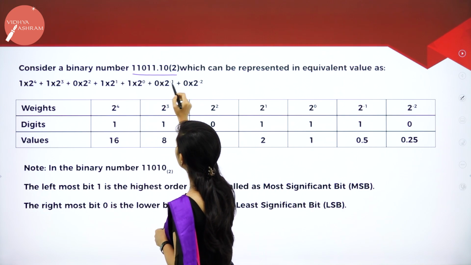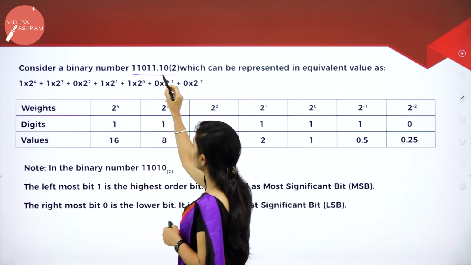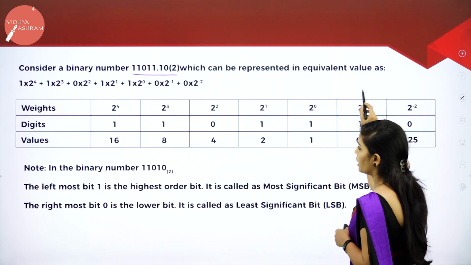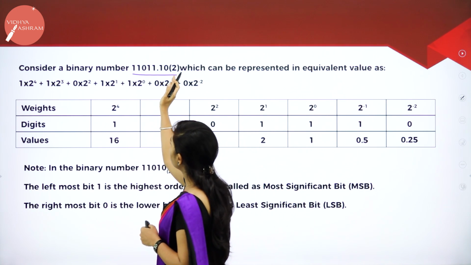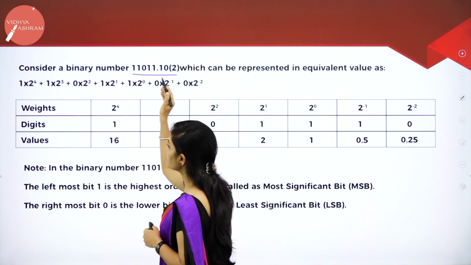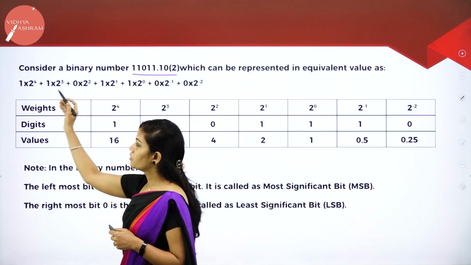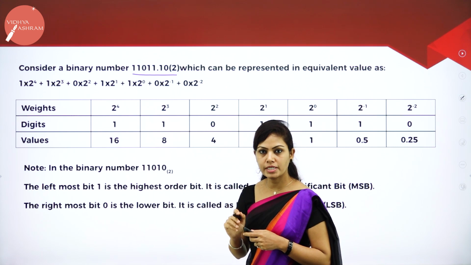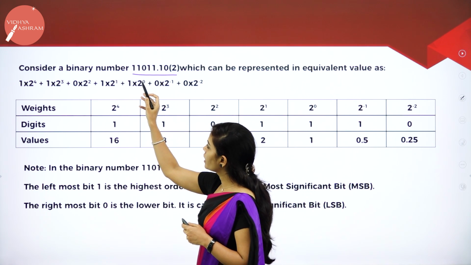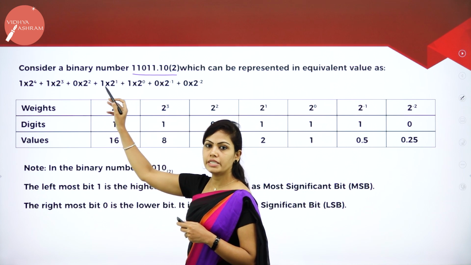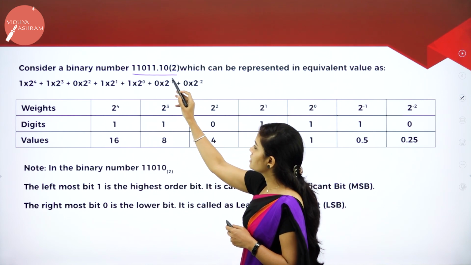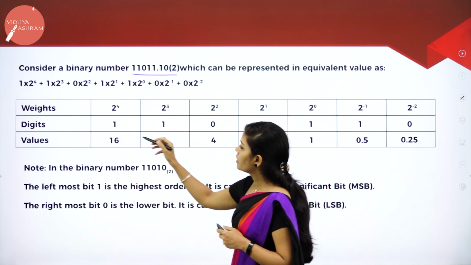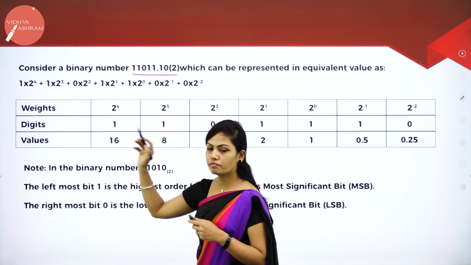Next example, consider a binary number, that is 11011.10 to the base 2, which can be represented in equivalent value by multiplying these binary digits with 2 power n, where n is the current position beginning from 0 and increasing by 1 each time. So, multiply these binary digits by the weights and you will get the final values. Here, digits, weights, values we need to find out.